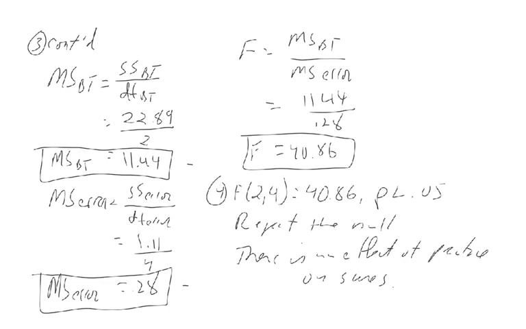So step 4, you report the F as it would look in a journal. F(2, 4) is 40.86, p less than 0.05, it's out in the critical region. You reject the null, and you say there is an effect of practice on the scores. Now we're not quite done, because we will need a post hoc, because we rejected the null, and I'll show you effect size and also how to graph the data.